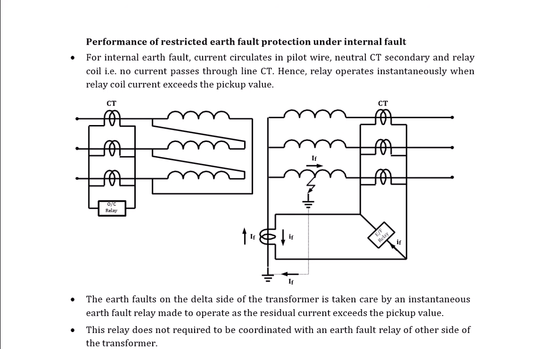Faults on the delta side of the transformer are taken care of by the instantaneous earth fault relay, made to operate as the residual current exceeds the pickup value. So if any kind of fault is present on the delta side, it will create a current so that our relay operates. The relay does not need to be coordinated with the earth fault relay on the other side of the transformer. This is how we can provide earth fault protection for a transformer.